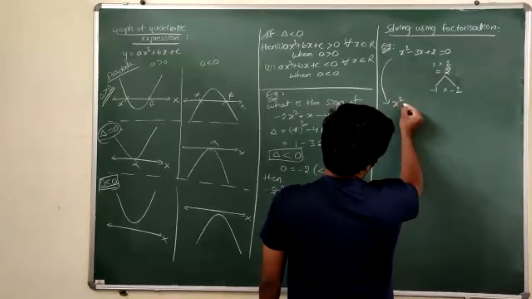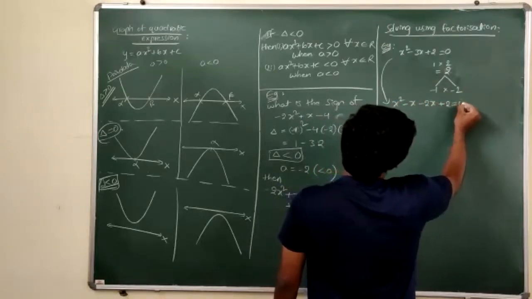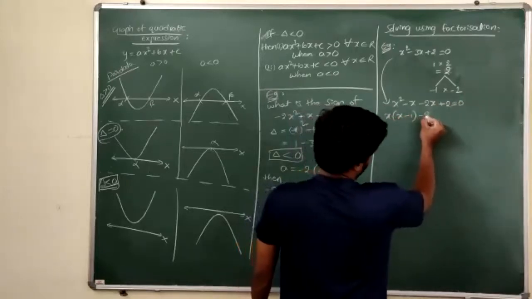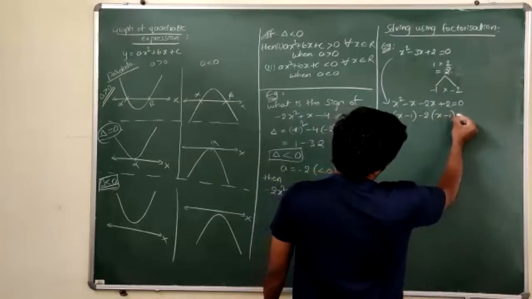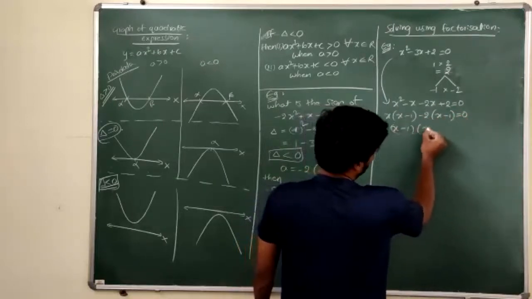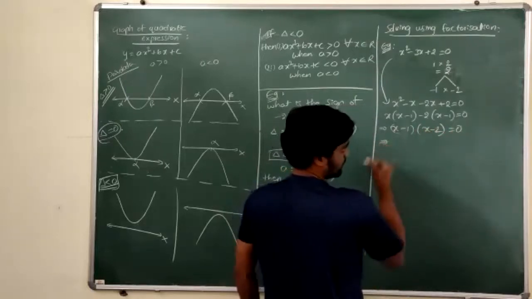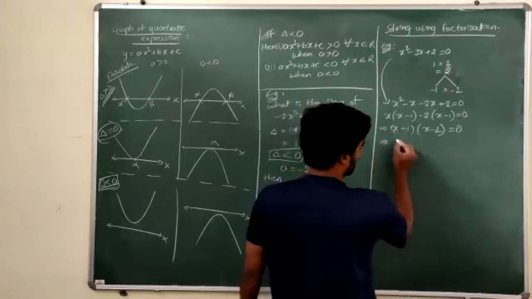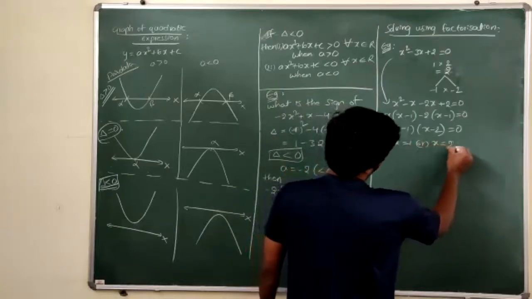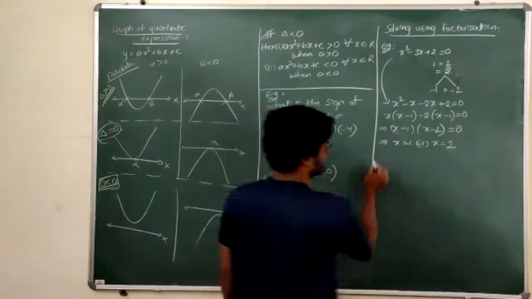x square minus x minus 2x plus 2 is equal to 0. x of (x minus 1) minus 2 of (x minus 1) is equal to 0. So (x minus 1) into (x minus 2) is equal to 0. Factorization, taking common. So x is equal to 1 or x is equal to 2.